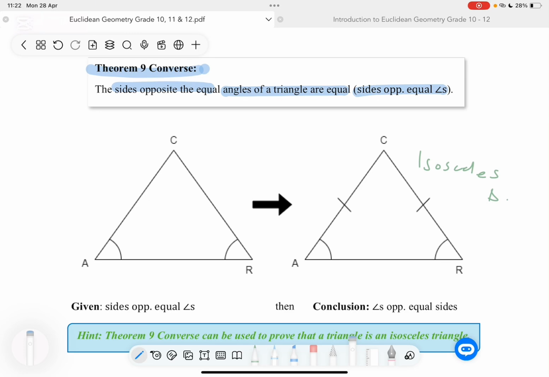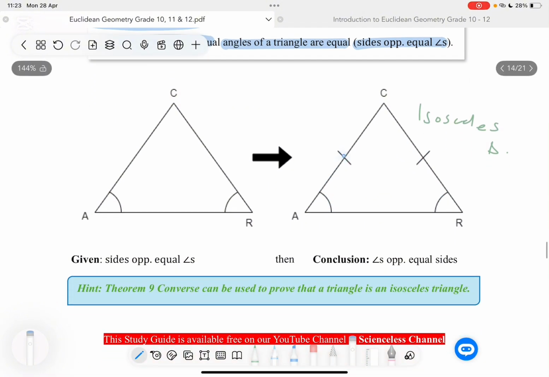So it's exactly the reverse of what we were saying in Theorem 9. There we had sides opposite equal angles, and then you can conclude the angles opposite equal sides. Here you start off with angles, then the sides that are opposite those angles must be the same, and therefore we can say this is an isosceles triangle because we just said the sides are equal.